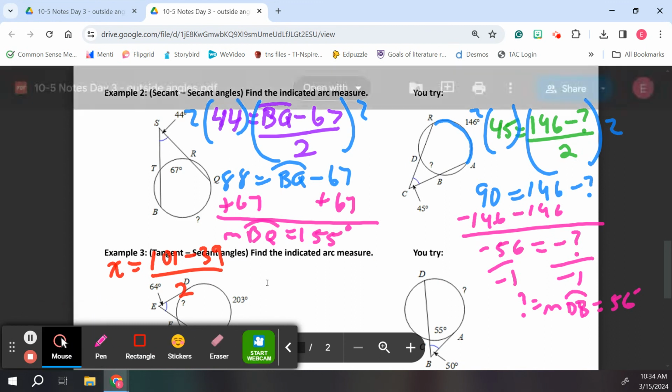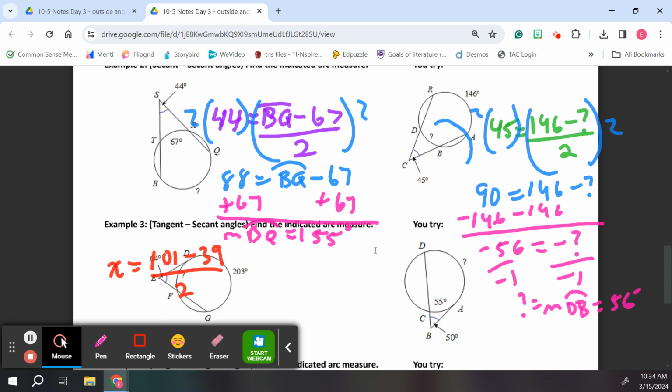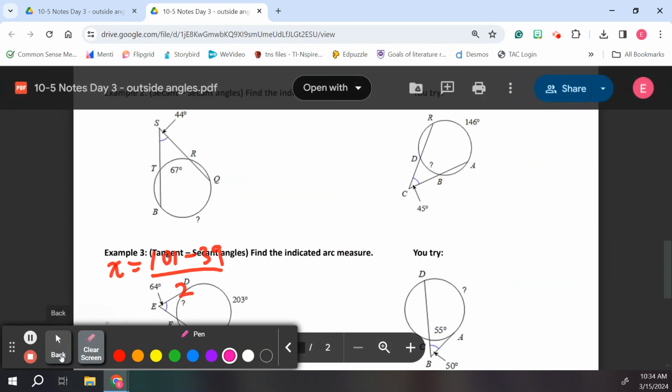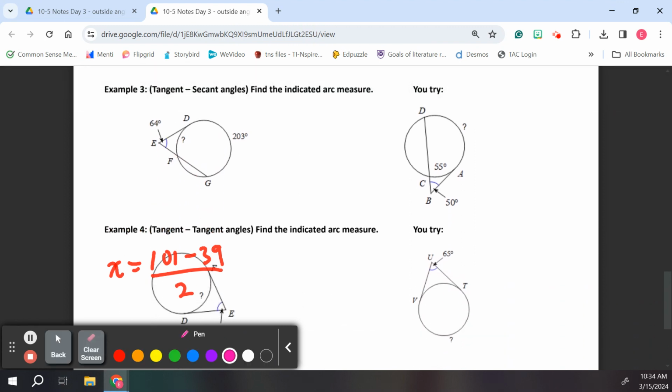All right. I'm going to clear this screen again. All right, let's take a look at example 3. So again, let's work backwards here for the tangent secant. So it's going to be 64 equals. Now the large arc is 203, and we're subtracting that from the measure of DF, all divided by 2.